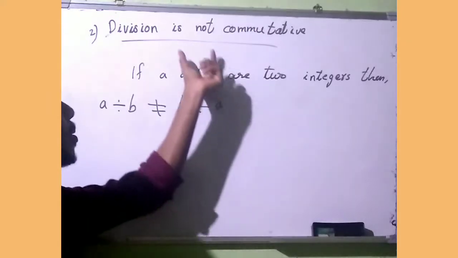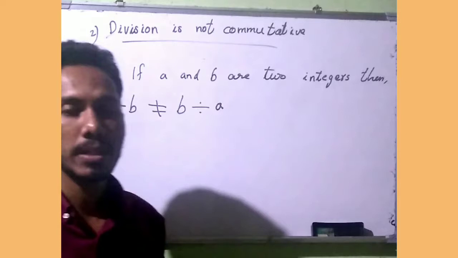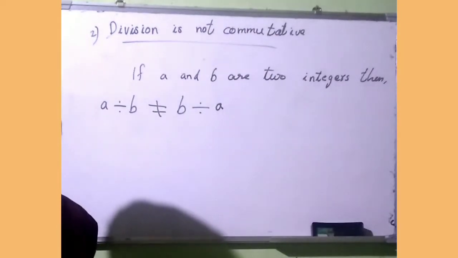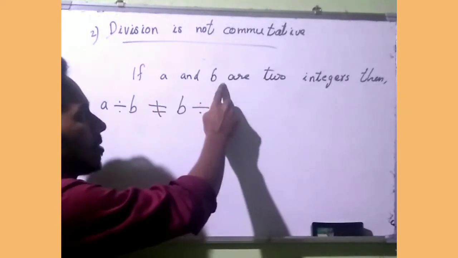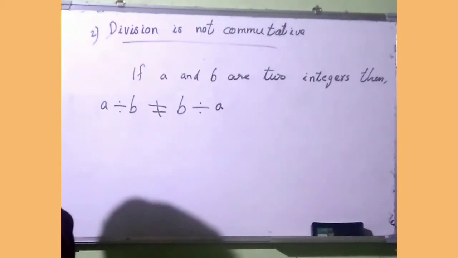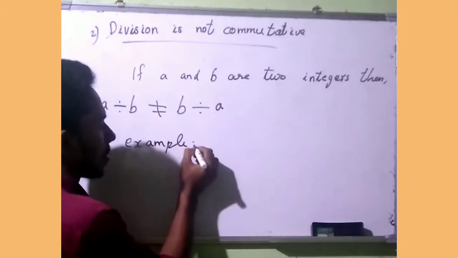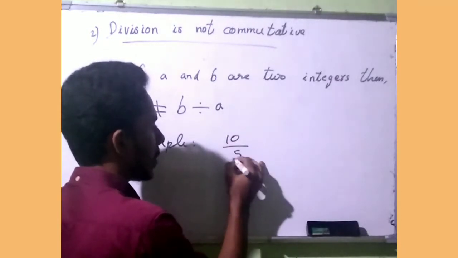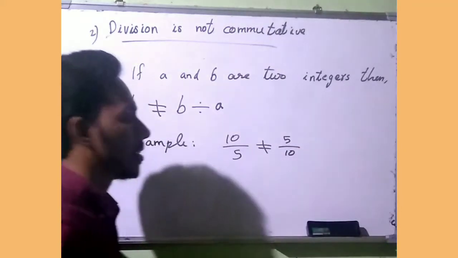Next property, the second property, is that division is not commutative. In the case of addition, subtraction, and multiplication, it is commutative. But here, division is not commutative. That means, if we consider a and b as two integers, then a by b is not equal to b by a. For example, 10 divided by 5 is not equal to 5 divided by 10.